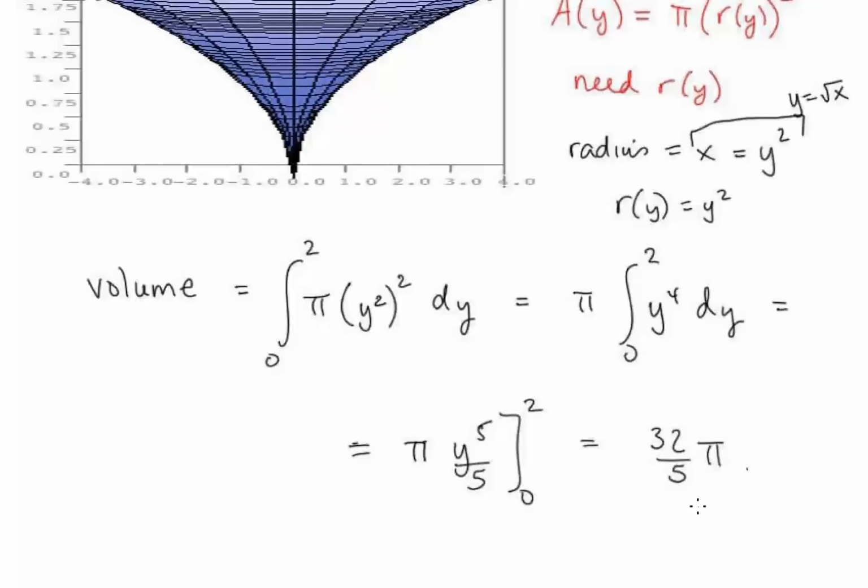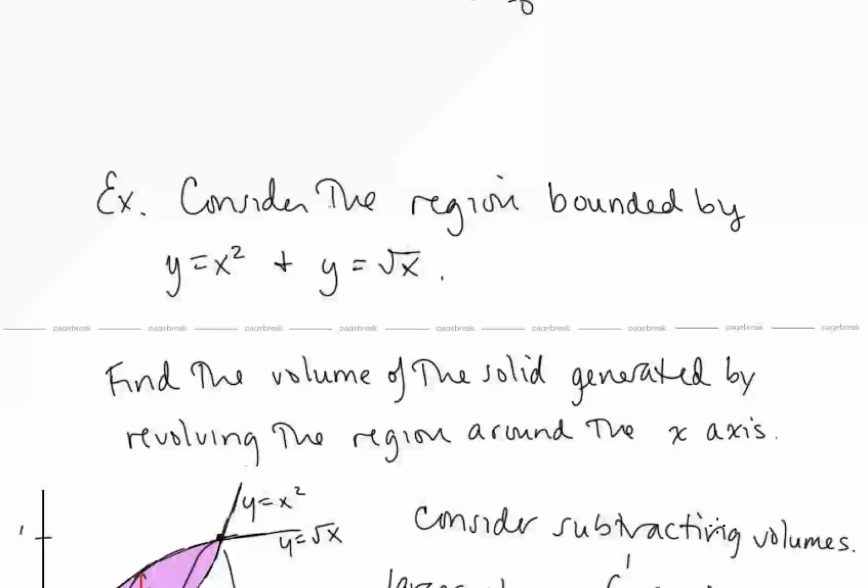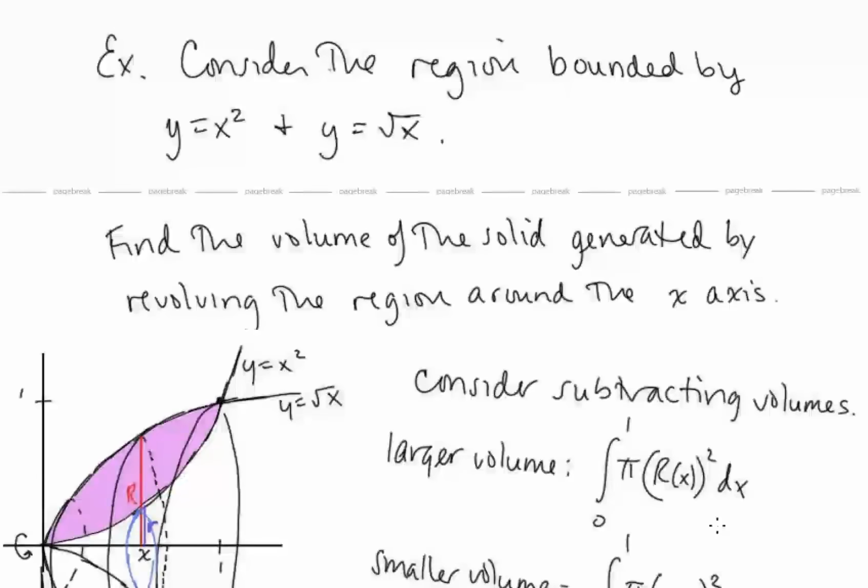Let's take a look at another. We want to consider the region bounded by y equals x squared and y equals radical x. Now notice they're not giving us any x bounds here, so we need to make a proper sketch including the points of intersection. And so that's here, that's this purple region. We have y equals x squared on the bottom, y equals radical x on the top. And we're going to revolve this around the x-axis, and we want to find the volume of the solid generated by revolving the region around the x-axis.